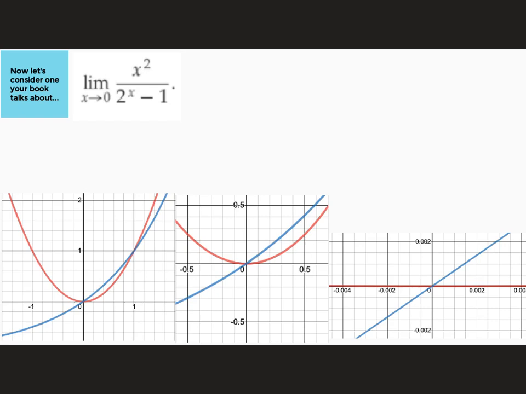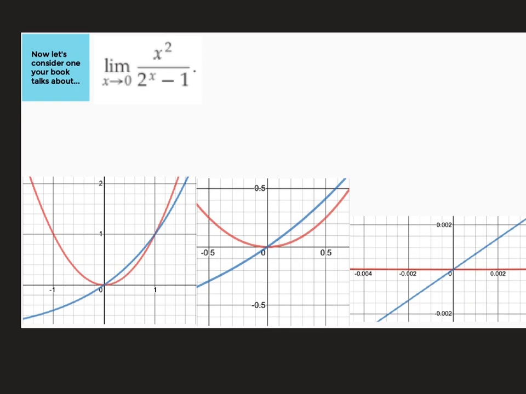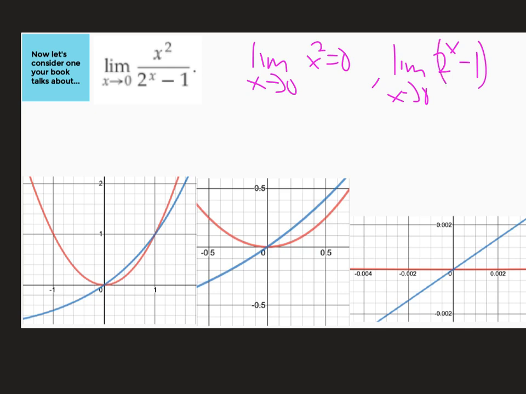Okay, let's consider one that the book talks about. x squared over 2 to the x minus 1. So the limit as x goes to 0 of x squared equals 0. And the limit as x goes to 0 of 2 to the x minus 1 is also 0. So here's what's going on.